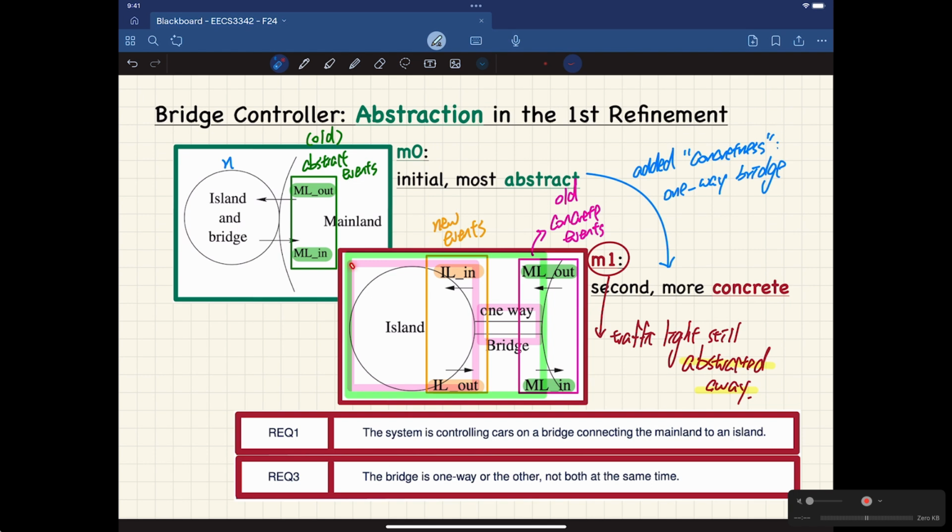So you think about this part over here is the island, and this part here is the bridge, and that's the mainland. So that's why we got 1, 2, 3, and 4.